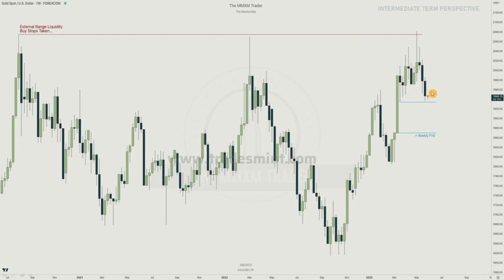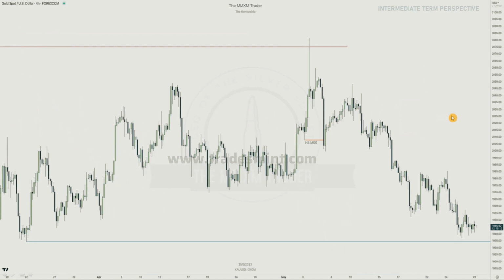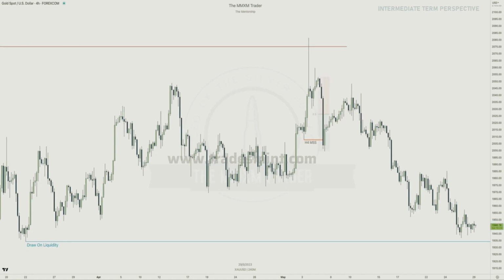Now we need the 4-hour chart to be in line with our idea that we want to draw into this weekly fair value gap, right? So let's drop into that 4-hour time frame. Before we can be bearish, we need to see that buy side raid, right? We see that buy side raid up here. Now market structure shift happened down here. So now what do we have? We have our longer term perspective, which is the drawn liquidity in that weekly fair value gap, in line with our intermediate term perspective, which is that 4-hour market structure shift, right?